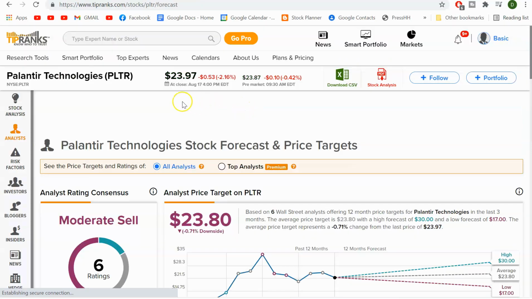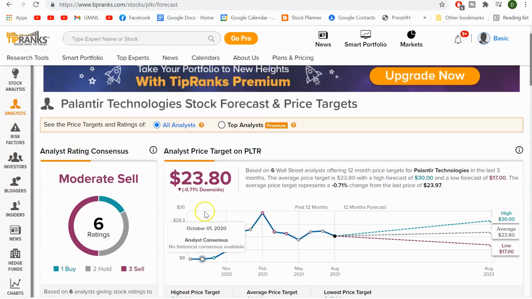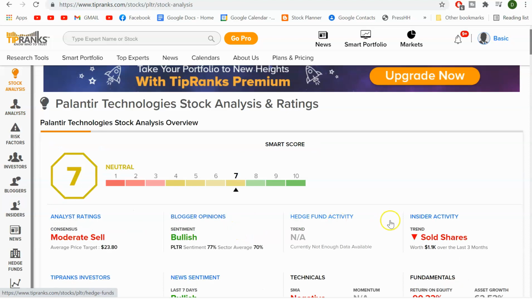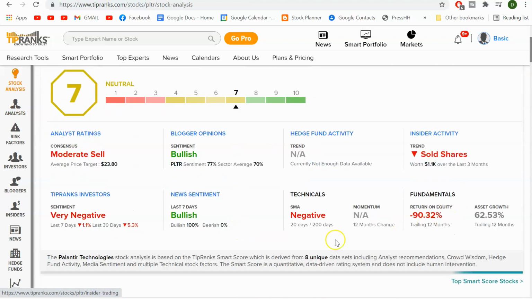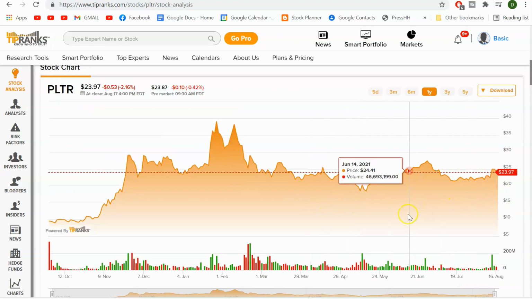TipRanks, a lot of it's free. Trading at 23.97, and they expect it to go down. Either love it or hate it. If you hate it, it's 17. Sell. Moderate sell. Not bad ranking, 7, but insider activity sold shares, and the technicals don't look so good. It's below the 200 moving average probably, and it's not using a lot of its assets properly. This is pretty much level on that if you look at that chart.